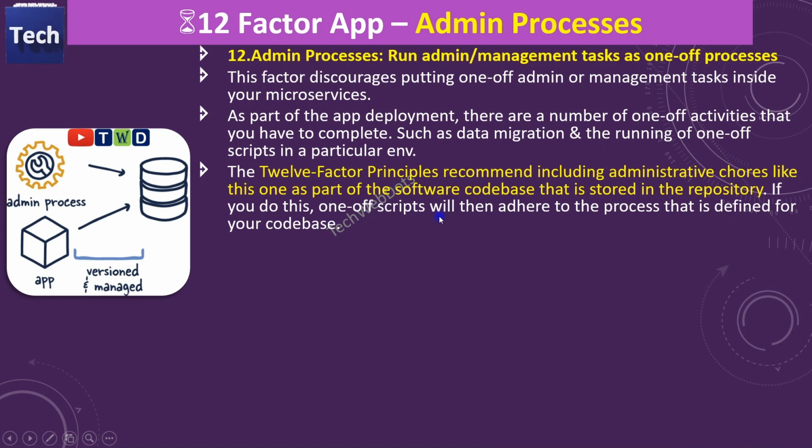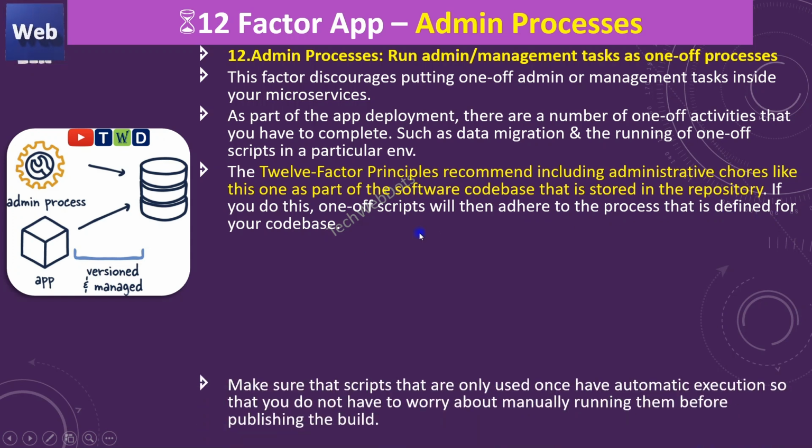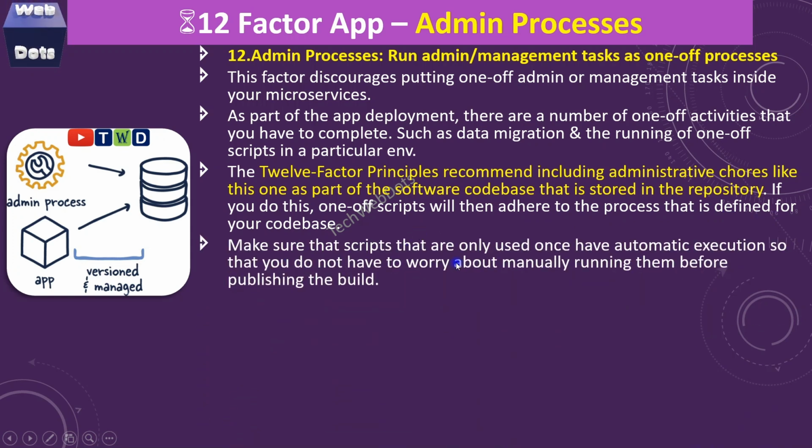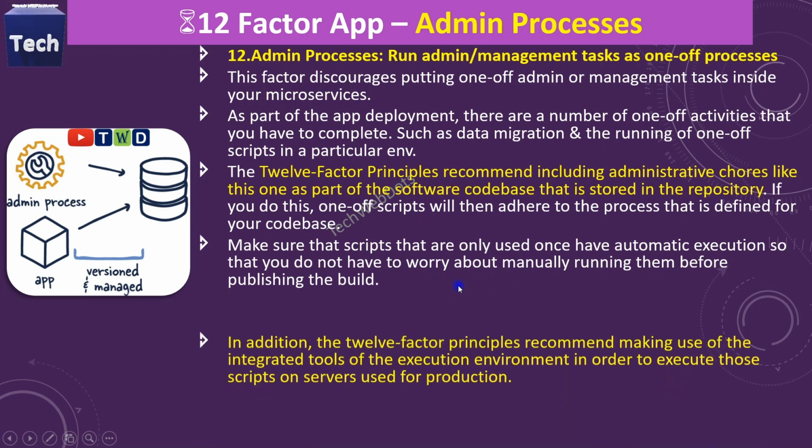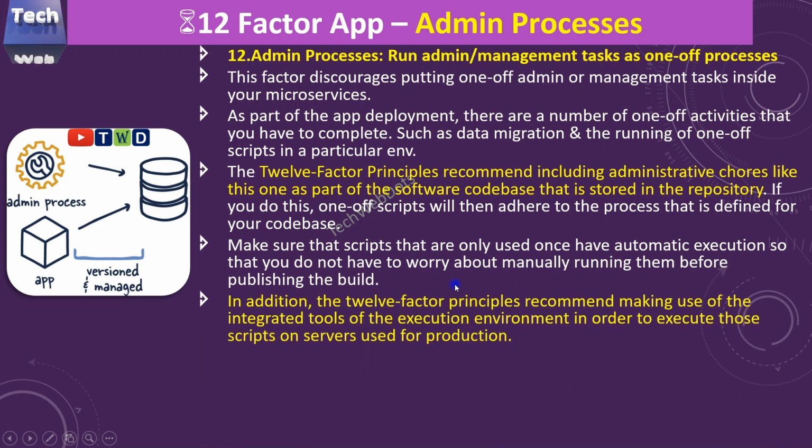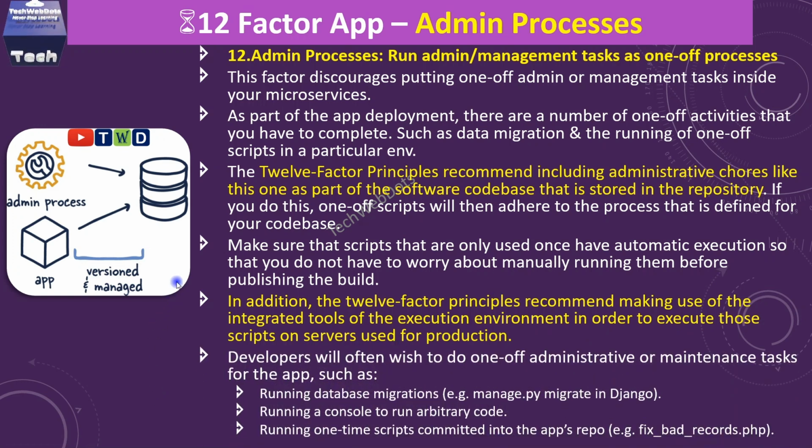If you do this, the script will then adhere to the process that is defined for your code base. Make sure the scripts that are only used once have automatic execution so that you don't have to worry about running them manually before pushing the build, right? So here automation is again key. In addition, the 12-factor principles recommend making use of the integrated tools of the execution environment in order to execute those scripts on the server used for production. So we should definitely go for tools.